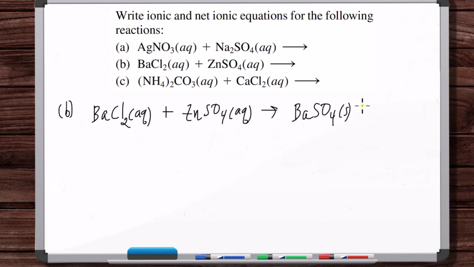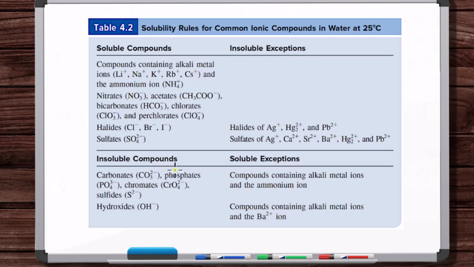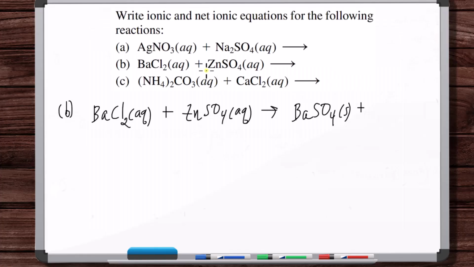This is solid. And now when the zinc and the chloride interact, chlorides are soluble and zinc is not one of the exceptions. So let's see. Now you've got zinc 2 plus and Cl minus. So ZnCl2, aqueous.